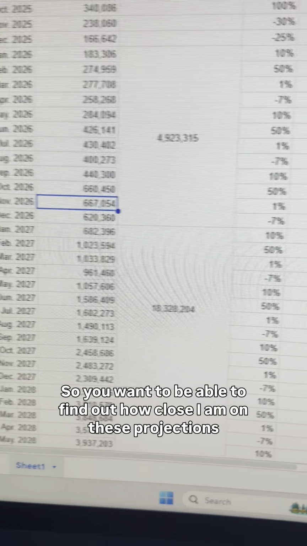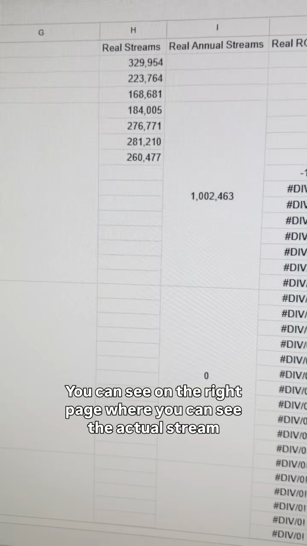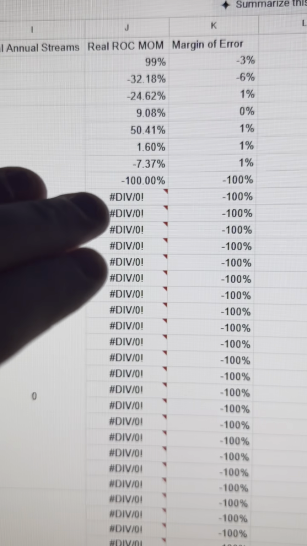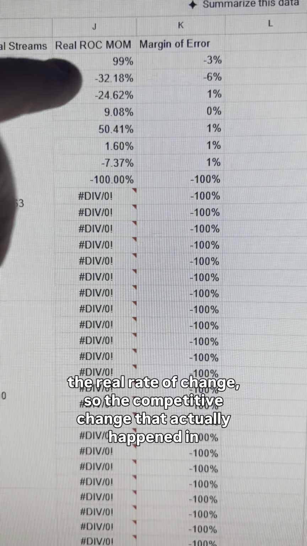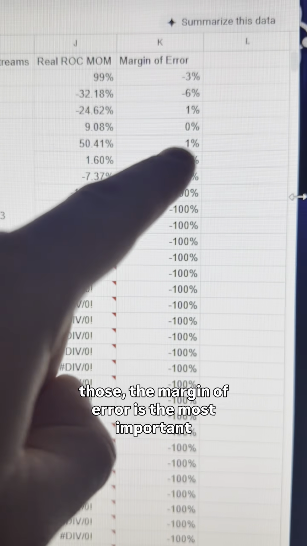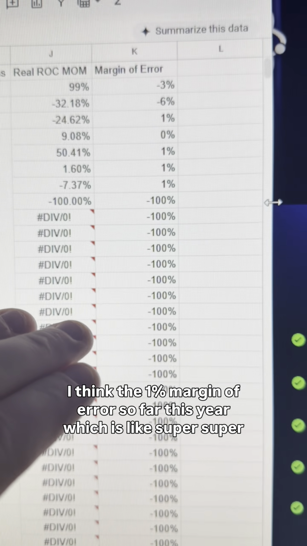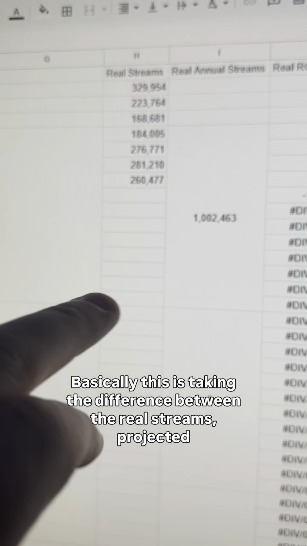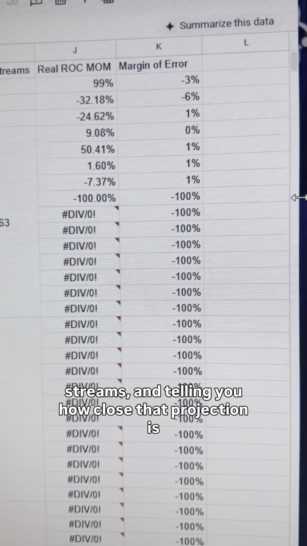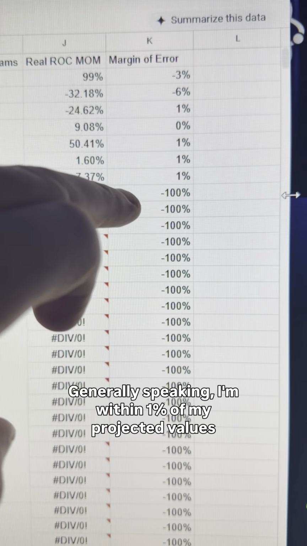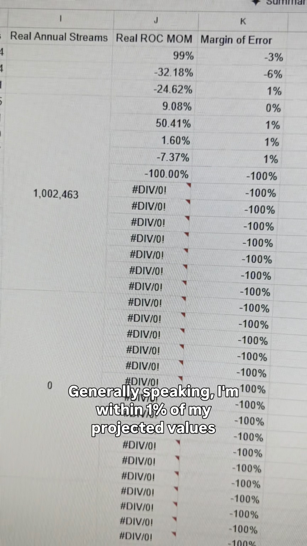Now to give you an idea of how close I am on these projections, we can move over to the right page where you see the actual streams, the real rate of change, so the percentage change that actually happened those months, and then the margin of error, which I think is the most important. I have a 1% margin of error so far this year, which is super accurate. Basically, this is taking the difference between the real streams and the projected streams and telling you how close that projection was. So generally speaking, I'm within 1% of my projected values.